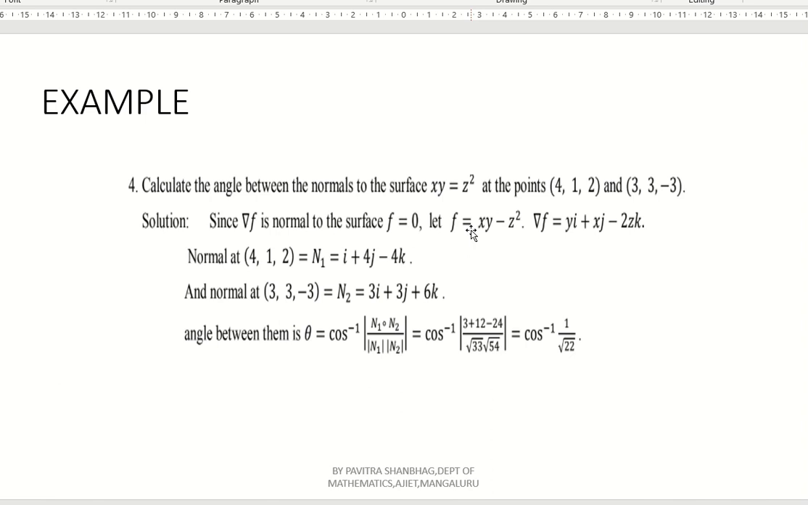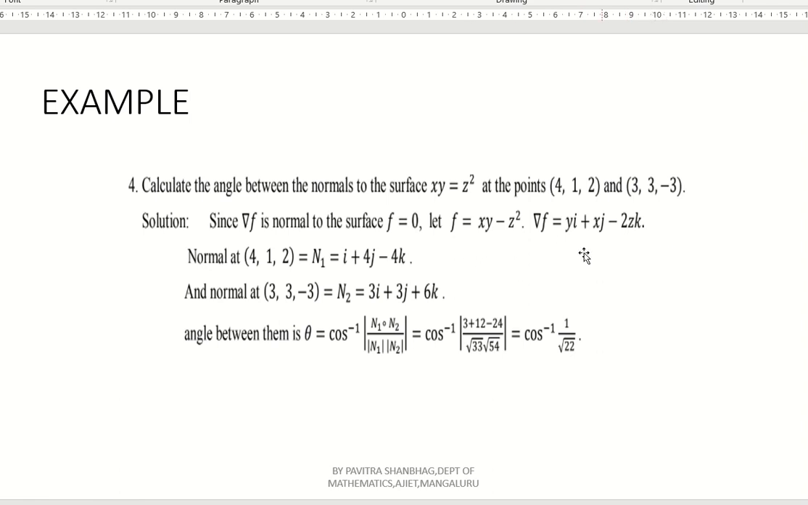Del f is nothing but dou f by dou x i plus dou f by dou y j plus dou f by dou z k. Now differentiate this partially with respect to x, then you will get yi. Then differentiate partially with respect to y, then xj. Differentiate partially with respect to z, then minus 2zk, because with respect to x, y is constant, z also constant, its derivative is 0. Similarly, if a constant is multiplied to the function, then you have to apply the property of constant into derivative of function. Okay, so what you will get here? yi plus xj minus 2zk.